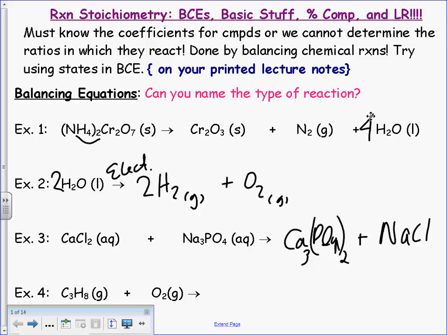Can you tell me the coefficients across? So you're adding 3 to CaCl2. Mm-hmm. Add 2 to Na3PO4. Uh-huh. And add a 6 to NaCl, right? Because you got 6 right there, 3 times 2.